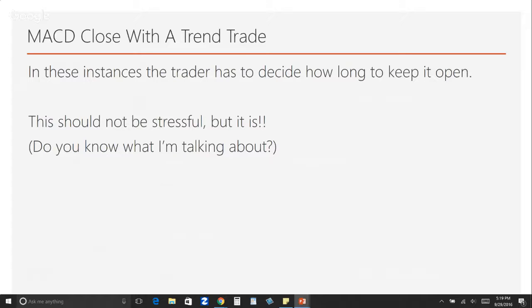In these instances, the trader has to decide how long to keep it open, right? That should not be stressful, but it is. You're going to know what I'm talking about. Have you ever held onto a trade that was really good, and then you're agonizing over, this is so much better than I thought, I should just close it now? And then the flip side of that coin is, I'm going to feel stupid if I close it and it just keeps going for three more days. It shouldn't be a stressful problem because you're in profit, but it actually is. And you don't want to hold on to it too long, hoping for more, and then have the whole thing slip away from you. So that is the struggle. MACD is here to help you out.